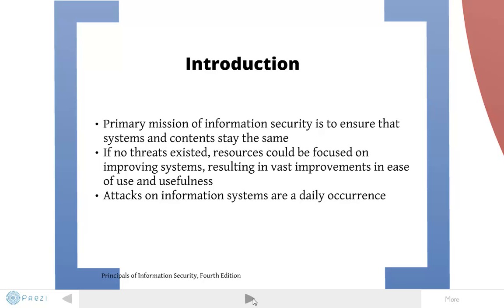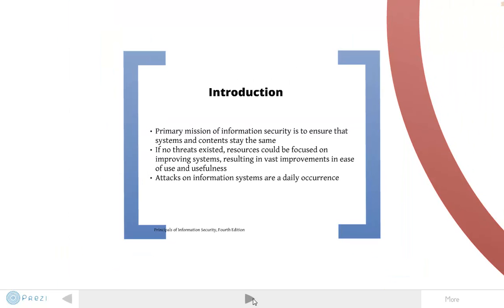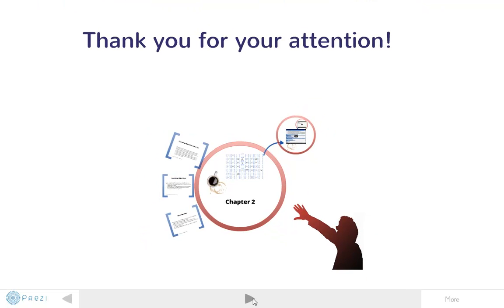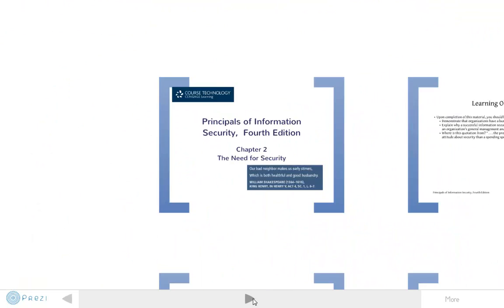That authorization is also obeyed. So availability was one of them. What were the other two? Integrity, yes. So it needs to stay the same. It needs to be unchanged. And the third one? Okay, confidentiality. That's correct. Okay, and attacks are a daily occurrence. So let's get into more detail.